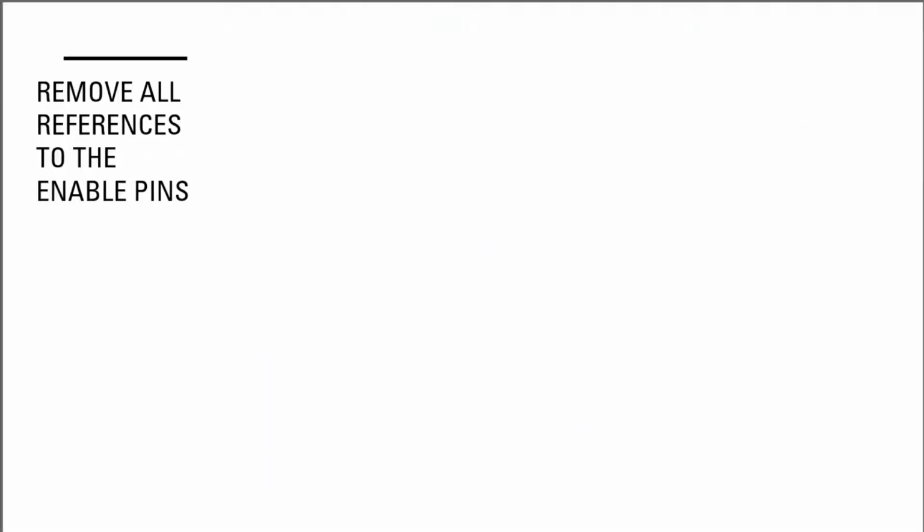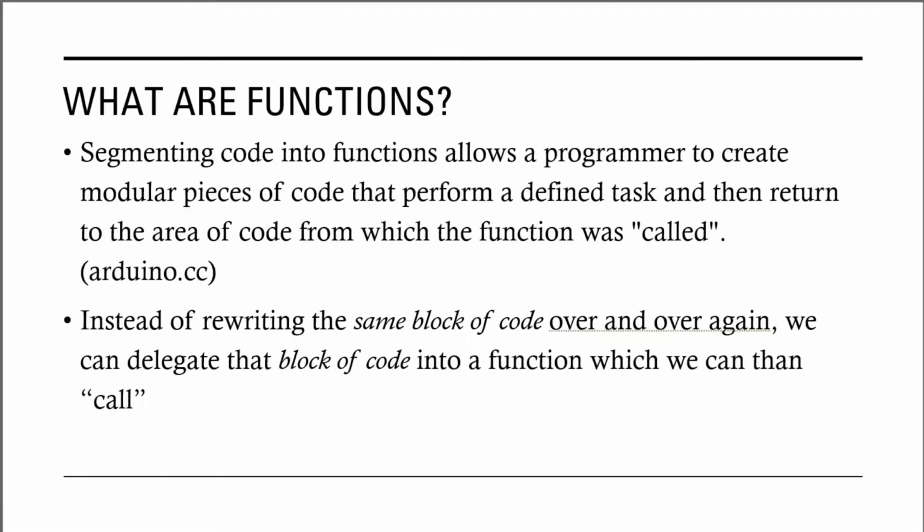The next step would be to use functions. So what are functions? Segmenting code into functions allows a programmer to create modular pieces of code that perform a defined task. The keyword here is modular. You can take that block of code and use it over and over again. And you can delegate that block of code into a function, which we can then call later.